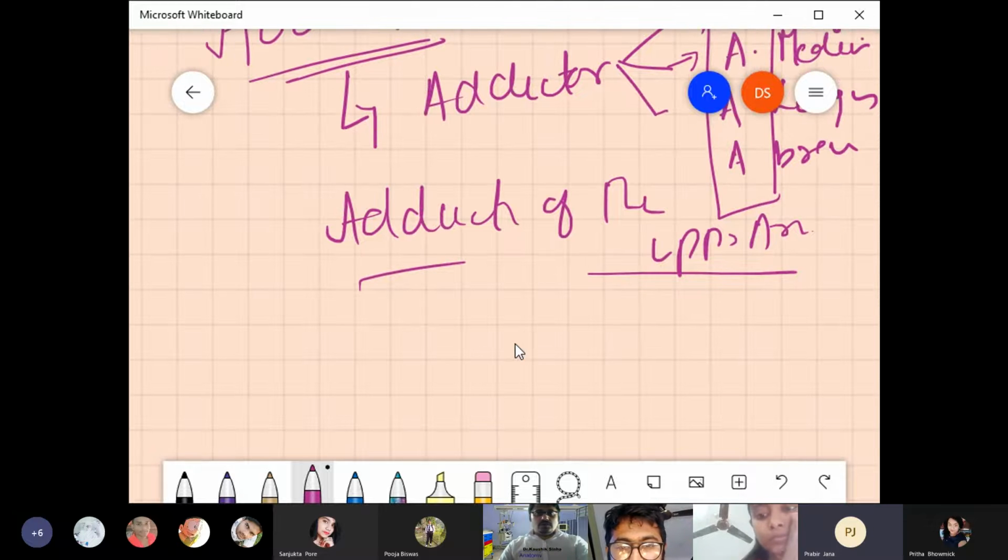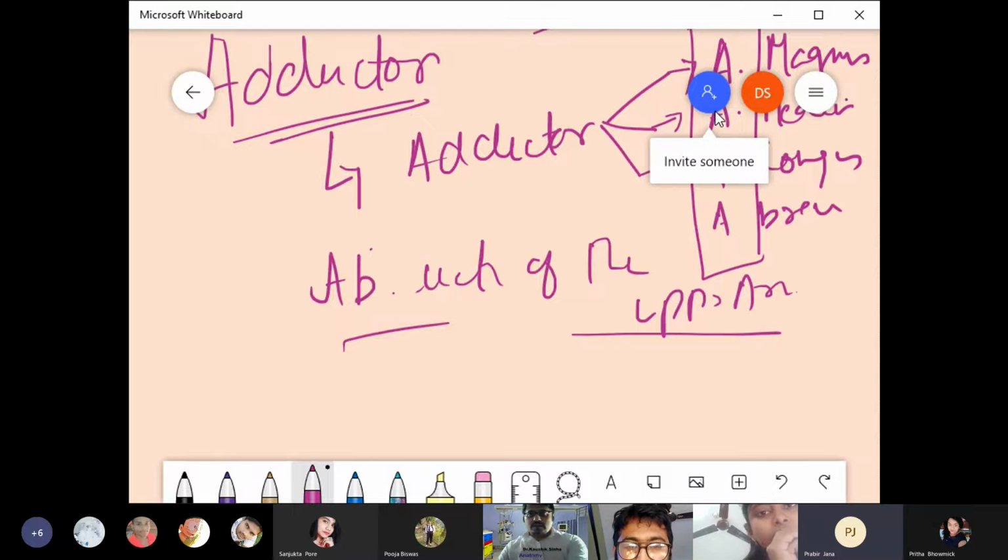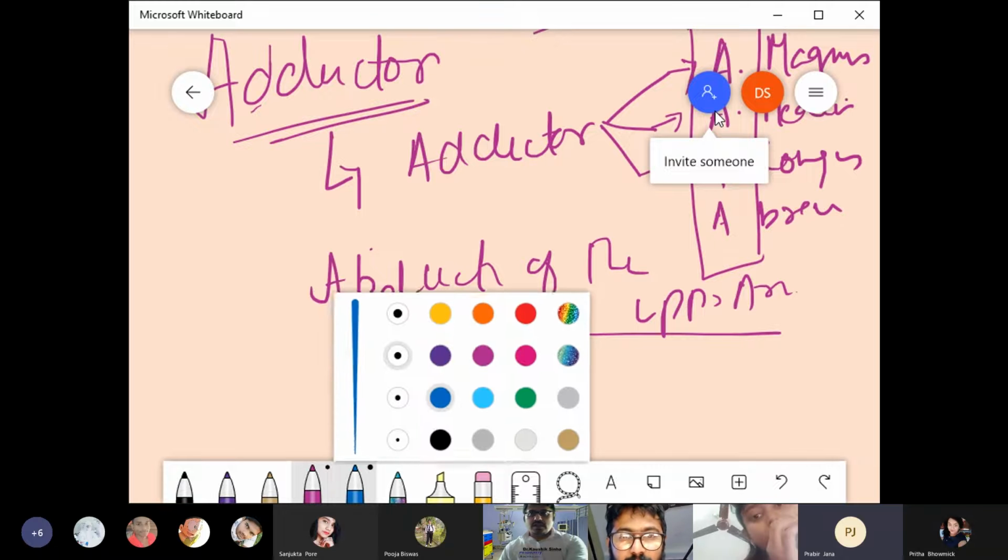Though I have written here as adduction, I should have said it as abduction. So that again is an error. Let me rectify that. Okay, so this is abduction. I mean, the spellings are very close. The spelling only differs in this particular area. What is that? This one.